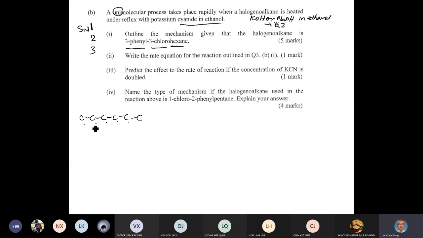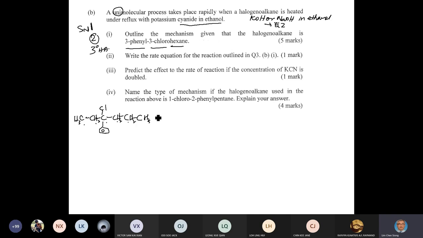Then we know it refers to 3-phenyl, 3-chloro. Then you can see the question is still asking how you recognize the haloalkane compound. We know this one refers to a tertiary haloalkane. How many steps? Two steps, SN1. Number one, outline the mechanism given that the haloalkane is 3-phenyl-3-chlorohexane. So you must show us how the chemical structure is attacked so we can form the final compound.